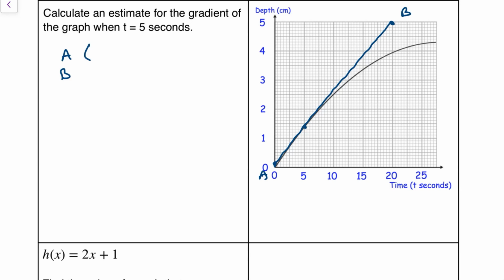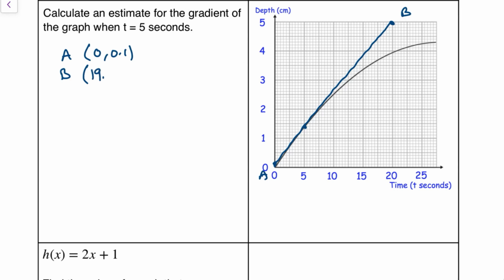So my point A is 0.1. And my point B is, well, it's pretty much on the line, isn't it? Slightly before, so I'm going to say, what's the scale here? 15 is 2, isn't it? So I'm going to say 19 and a half, and I'm going up 5.